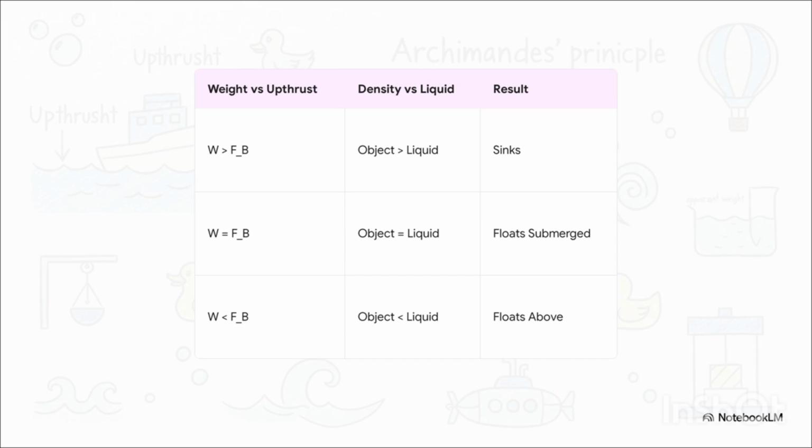Second, if the weight perfectly equals the maximum upthrust, meaning their densities are exactly the same, it'll float, but it'll be completely submerged, just hovering under the surface. And third, if the object's density is less than the liquid, its weight is less than the max upthrust, so it's going to float partially above the surface, only sinking just enough to displace its own weight in water.